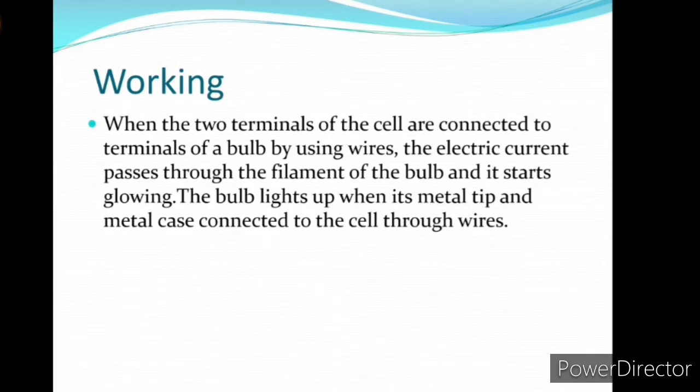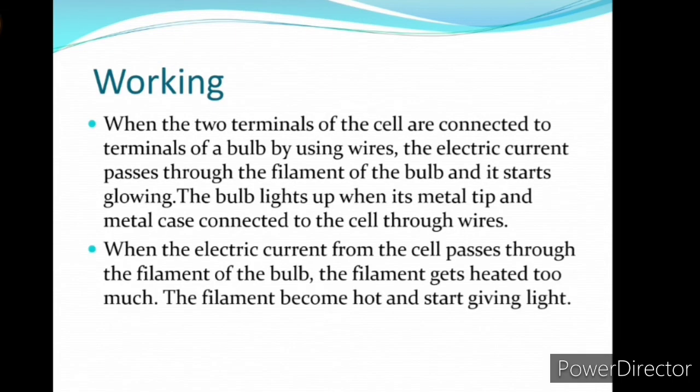Now, the working of the bulb. How does the bulb work? When the two terminals of the cell are connected to the terminals of the bulb by using wires, the electric current passes through the filament of the bulb and it starts glowing. The bulb lights up when its metal tip and the metal case are connected to the cell through wires.